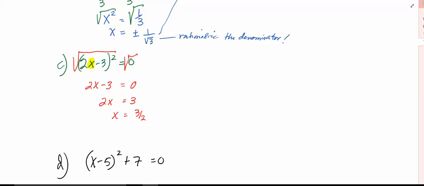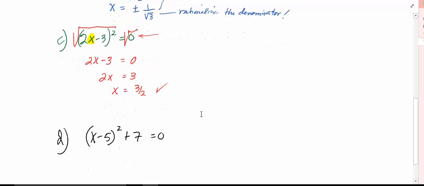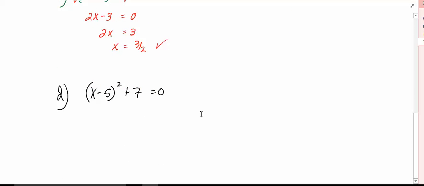Now you notice this time I only got one answer, and the reason that I only got one answer is when I took the square root of the right, I didn't have a plus or minus 0, right? I could have put plus or minus, but there's no such thing as a plus or minus 0. So this is why I only received one answer, because there is no plus or minus 0. Okay, one last example. Here we go.